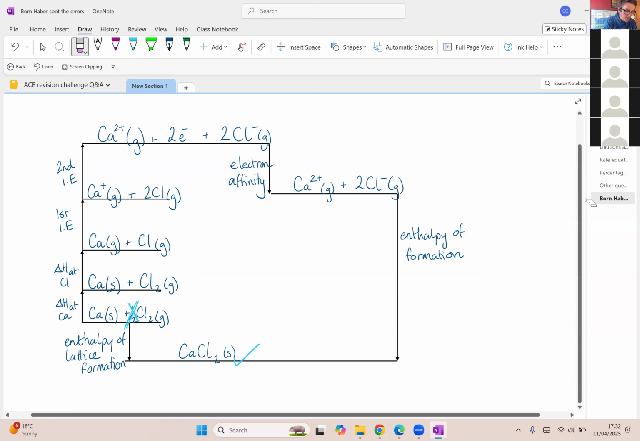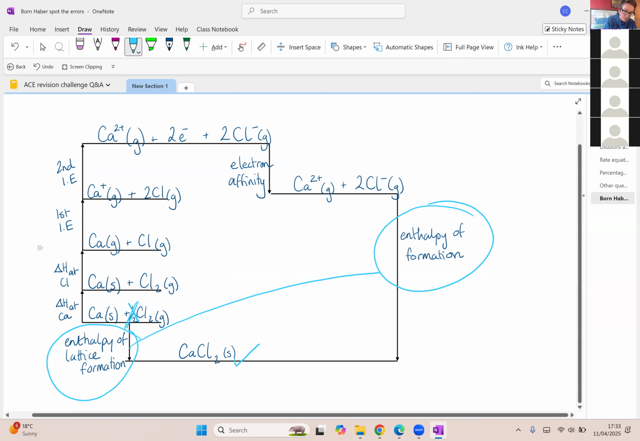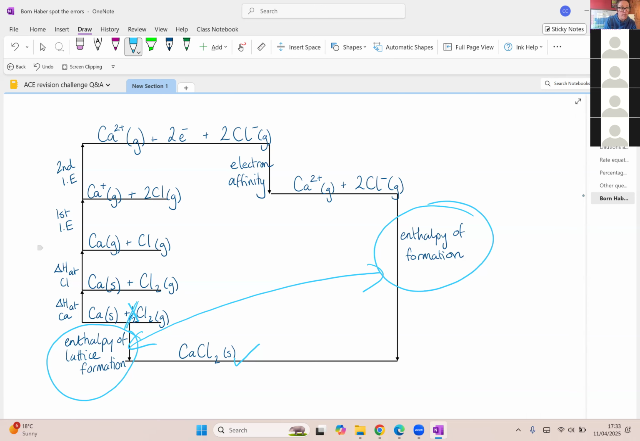Then let's have a look at the next. Let's have a look at the levels and the descriptions at the same time. I've already gone off my whole color coding thing, but never mind. These two should be switched around. So that thing down the bottom left should be enthalpy of formation, standard enthalpy of formation, i.e. normal elements as you find them, calcium and chlorine, going to calcium chloride in its standard state.